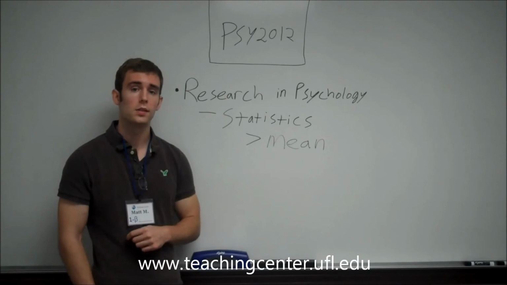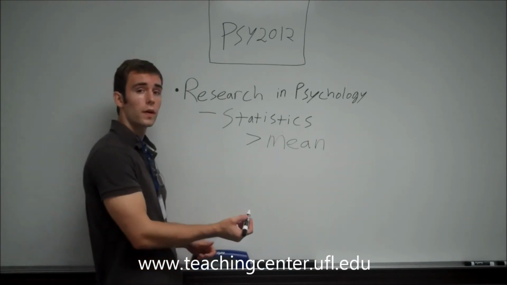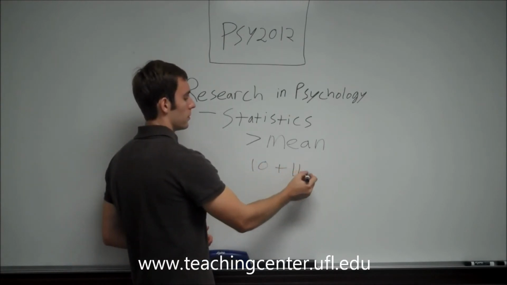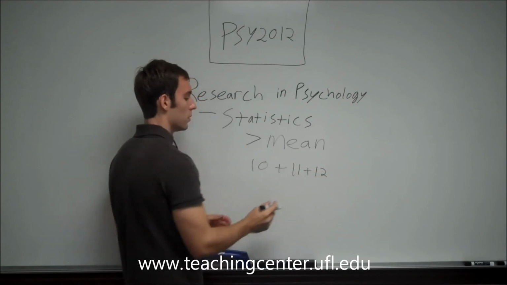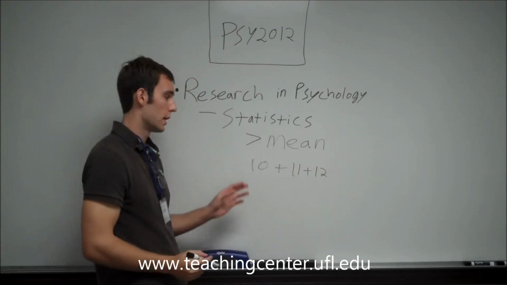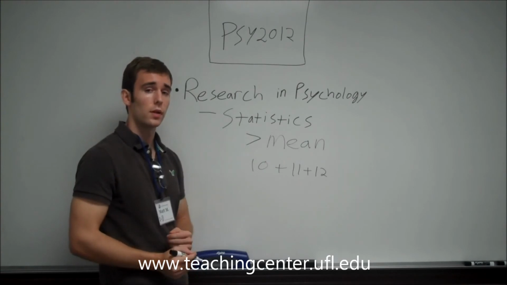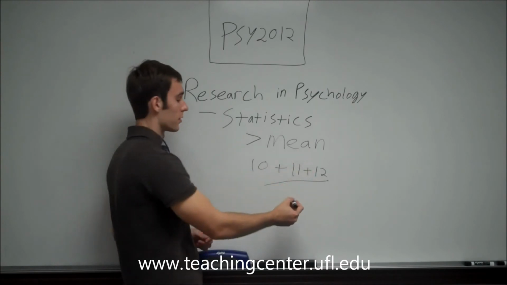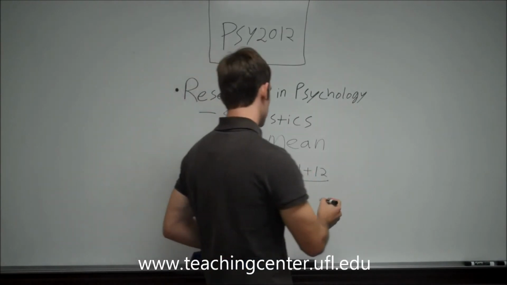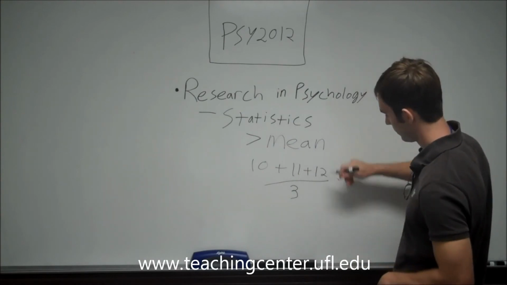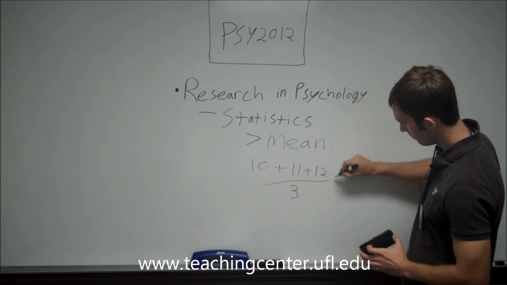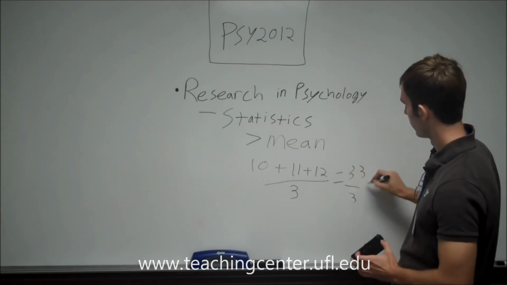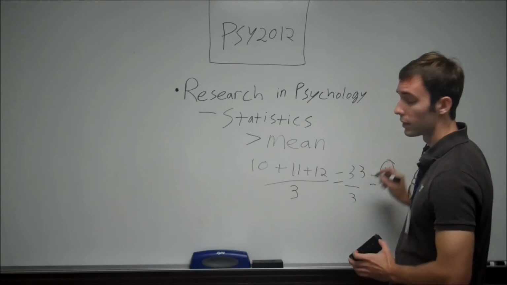The mean of a data set is the average. So if our data points are 10, 11, and 12, we would add the 3 numbers together and then divide by the number of observations in our data set. So adding them gives 33, and dividing by 3 observations, 33 divided by 3, our average is then 11.